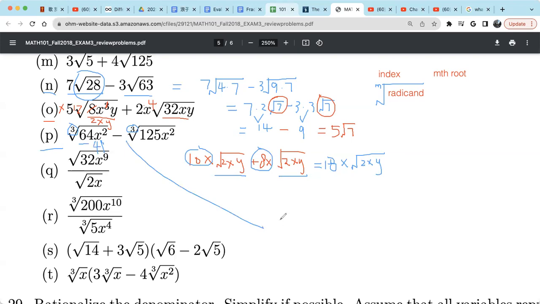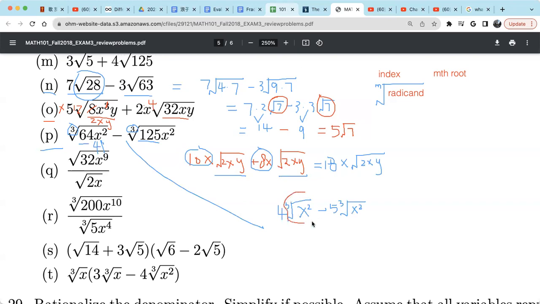So let me write it here. So P, 4 cubic root of x squared. Minus, well, 125 is 5 cubed. So that becomes 5 cubic root of x squared. Again, we have like radicals. The index is 3 and the radicand is x squared. So I have like radicals, right?